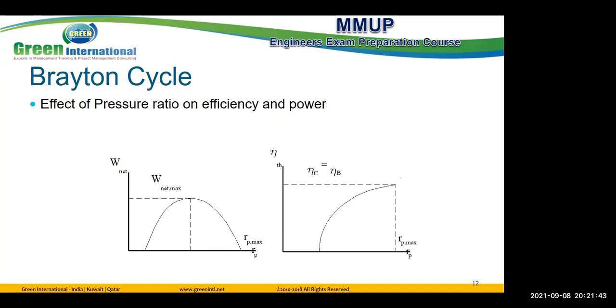But for efficiency, efficiency increases all the time. Efficiency increases due to the pressure ratio increase, up to the maximum RP. Once you reach the maximum RP, the efficiency will be the maximum efficiency, which is that of the Carnot cycle, which has the maximum efficiency of all.